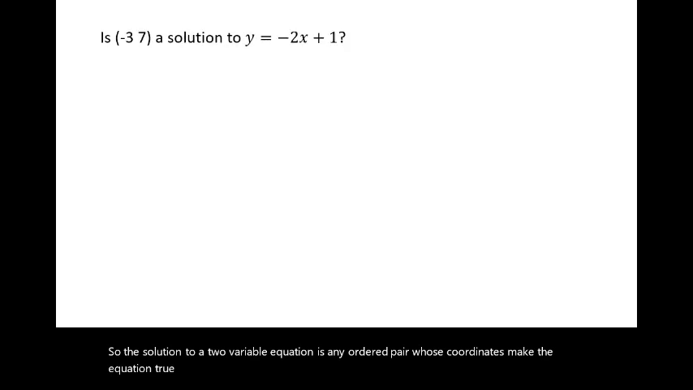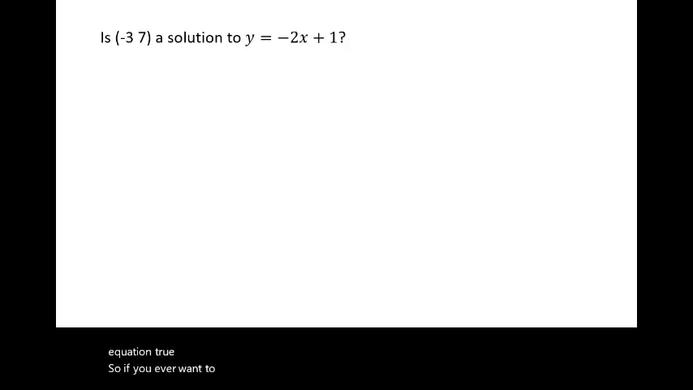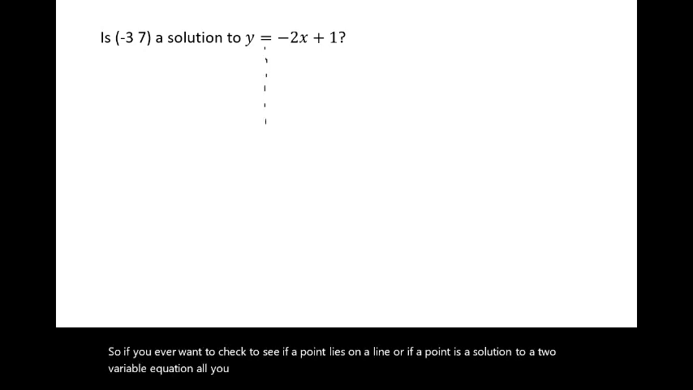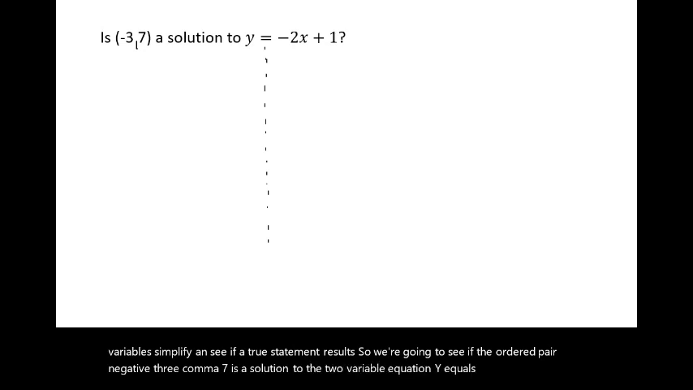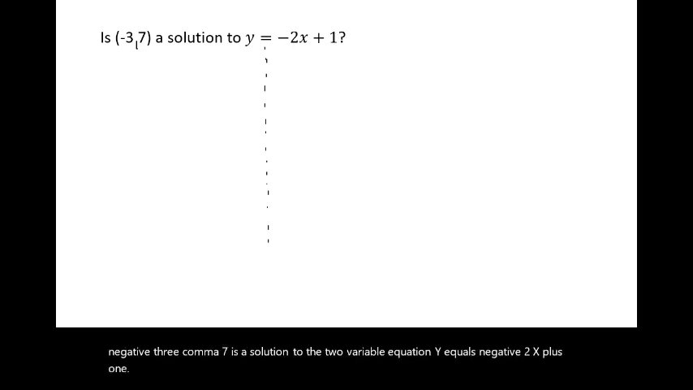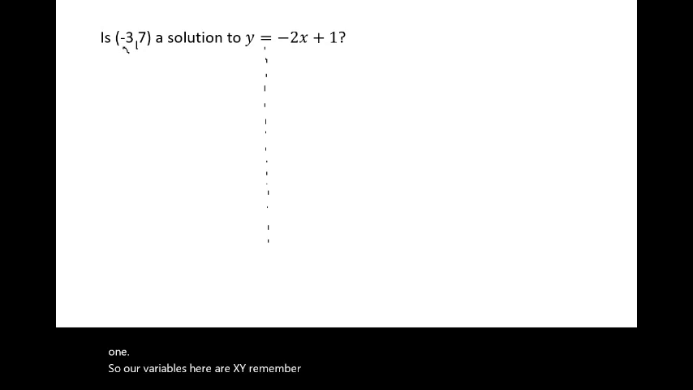So if you ever want to check to see if a point lies on a line, or if a point is a solution to a two-variable equation, all you have to do is plug the x and y coordinates into their appropriate variables, simplify, and see if a true statement results. So we're going to see if the ordered pair (-3, 7) is a solution to the two-variable equation y = -2x + 1. Our variables here are x and y. Remember, the first number listed is always the x coordinate. The second is always the y coordinate.